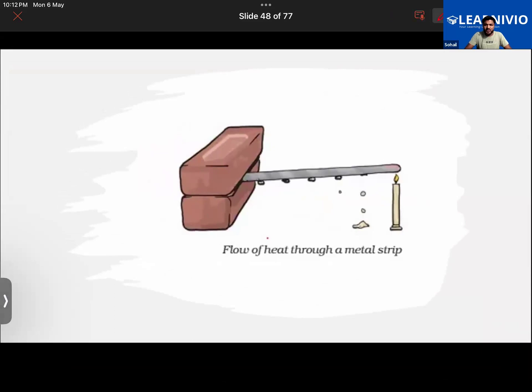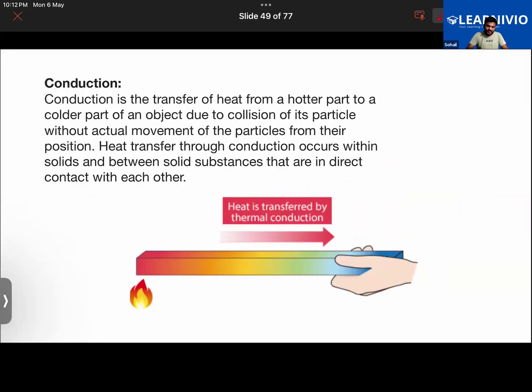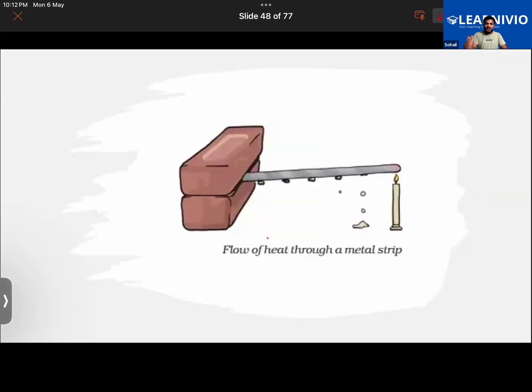First of all, let's talk about conduction. We have the same example of this metal rod, or the example of a metal spoon. Have you ever held a metal spoon over a gas burner, like when you tried to boil something, or held some other kitchen utensil over the gas burner? What you observe is that the end of the spoon that you are holding also becomes hot.